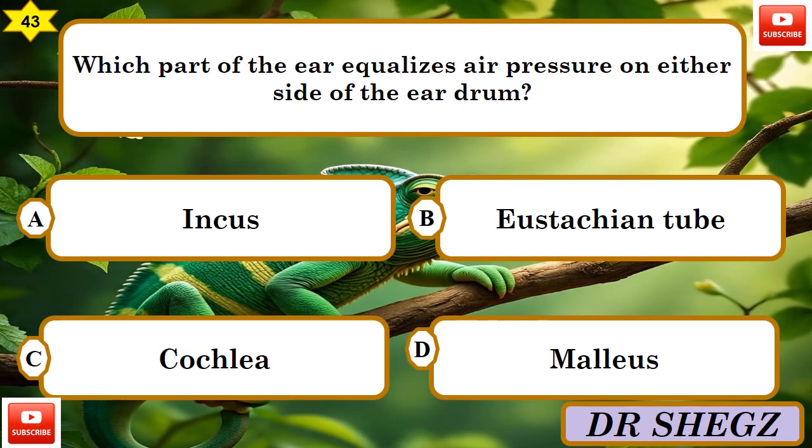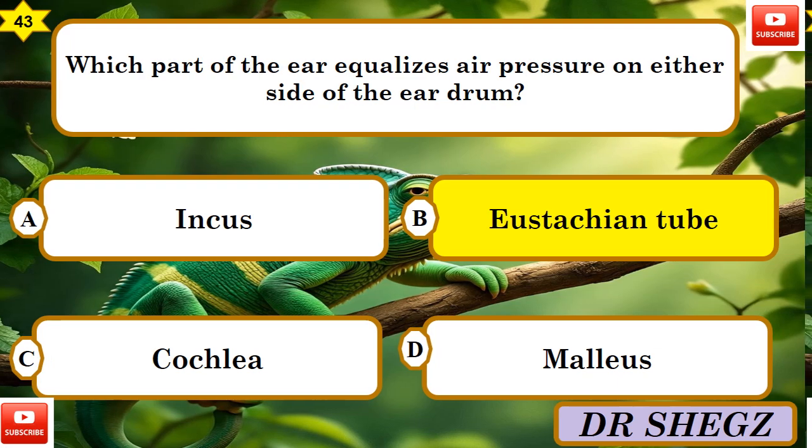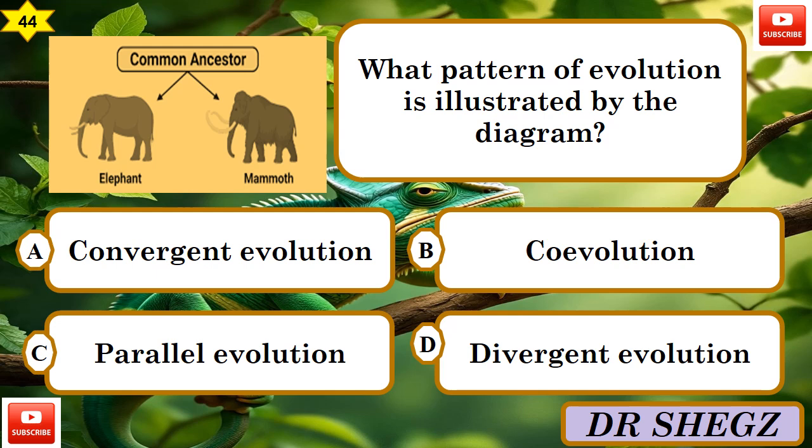Which part of the ear equalizes air pressure on either side of the eardrum? The Eustachian tube does that. What pattern of evolution is illustrated by the diagram? You have an elephant and a mammoth coming from a common ancestor. This is simple. It's divergent evolution because they come from a common ancestor.